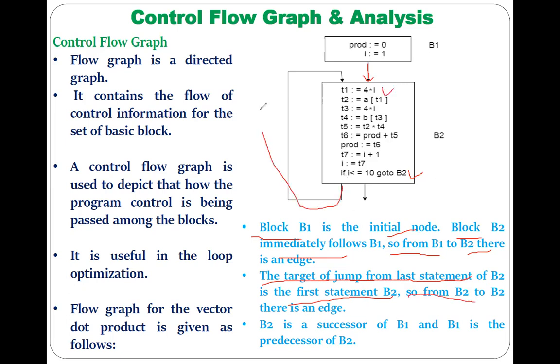So there is a loop B2 to B2. We can analyze that there is a loop from B2 to B2 itself, and the control is flowing from B2 to B2 itself. Again, control flow analysis we can do here. That is, B2 is a successor of B1 and B1 is a predecessor of B2. So this kind of control flow analysis information we can generate with the help of the control flow graph.